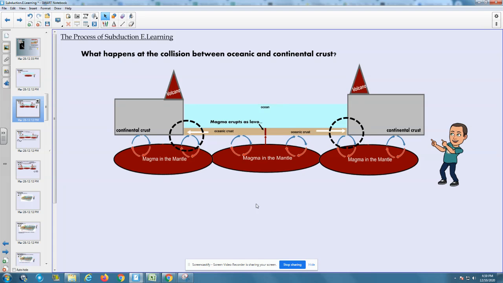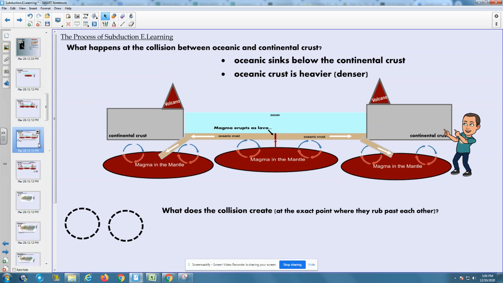What happens at that collision where those two huge things crash into each other? Well, we have to understand exactly what's going on, and I want you to think about it in terms of their thickness, recognizing obviously the oceanic crust is much thinner. Therefore, you have to squeeze all this material in this real thin space of the oceanic crust. Therefore, it's going to be quite heavy, but also a little bit denser.